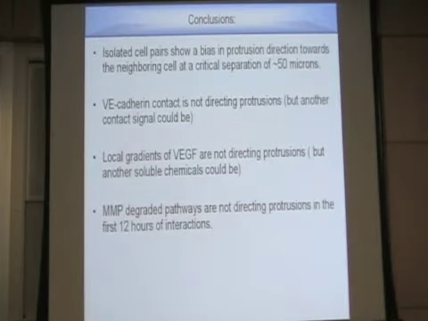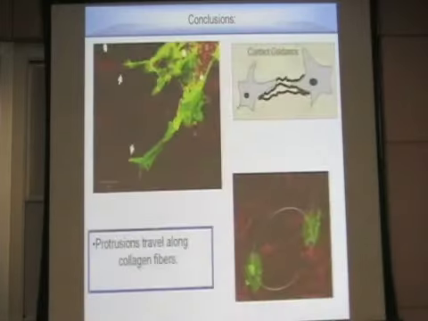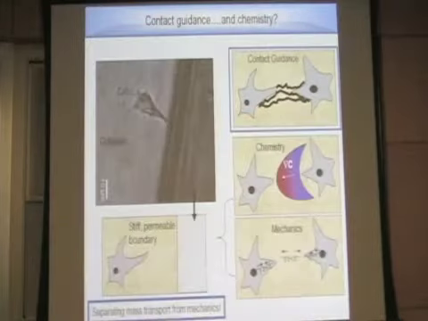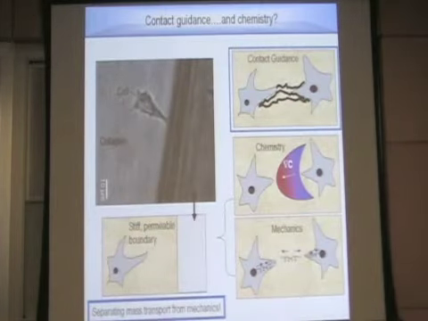So it's a short talk. I guess briefly, we have seen a bias in protrusion direction if cells are close enough, indicating a 50 micron or so length scale. And we've looked at possible mechanisms, VE-cadherin, VEGF gradients, MMP degradation. But the main thing that we've seen so far, the filopodia definitely travel along collagen fibers, so we're seeing this contact guidance, and we're working to see if there's also this mass transfer or mechanics mechanism going on by using tricks with permeable boundaries.